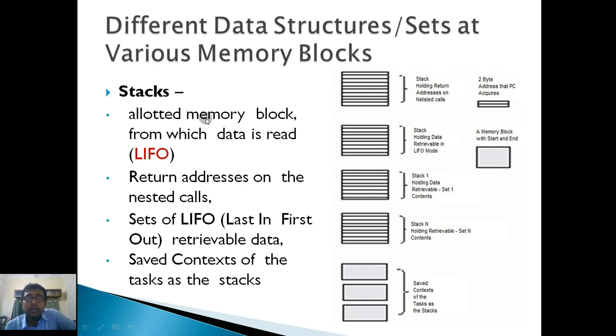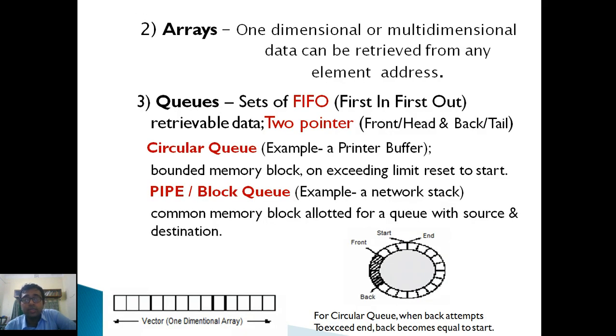Now stacks. It's an allotted memory block from which data is read in last in, first out order. Return addresses on nested calls, sets of last in, first out retrievable data, saved context of the task are held in the stacks. Arrays: one-dimensional or multi-dimensional data can be retrieved from any element address. Queues: queues are basically used in different kinds of registers, such as the instruction register and instruction cache. The memory allocation process of queues is used there.